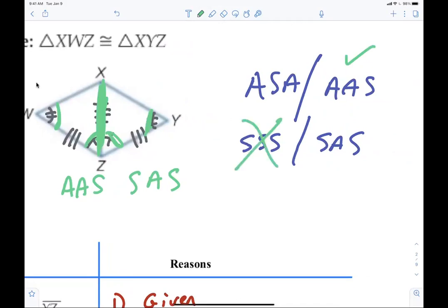Did we do angle, side, angle? Did we do side, angle, side? So you could virtually prove it, everything except side, side, side. Is everybody okay with that?